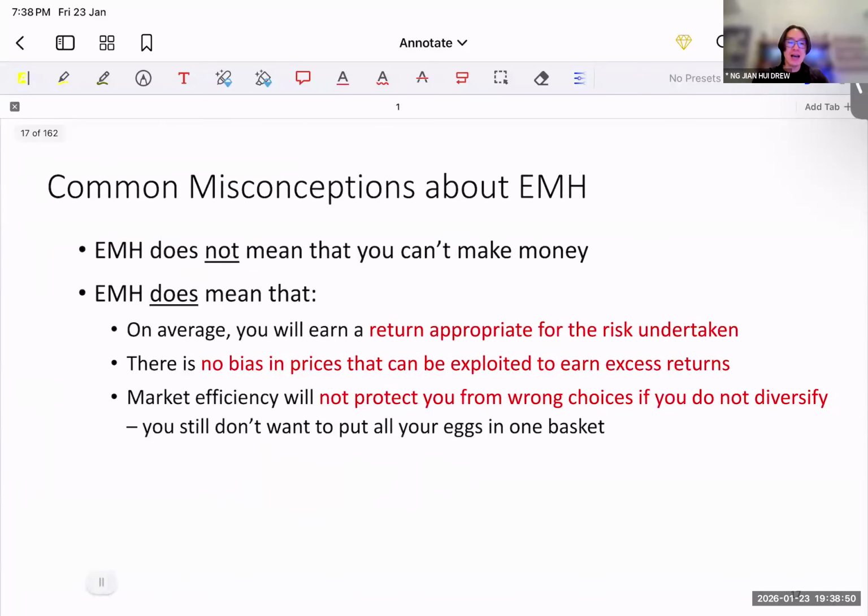That's a good question. So just to highlight to you, the efficient market hypothesis does not mean you cannot make money, which is, I think, a question your friend asked earlier. What it does mean is that on average, you receive the returns that are equivalent or proportionate to the risk that you've taken. And if you do not diversify your portfolio, this efficient market hypothesis will not protect you from making a drastic loss.